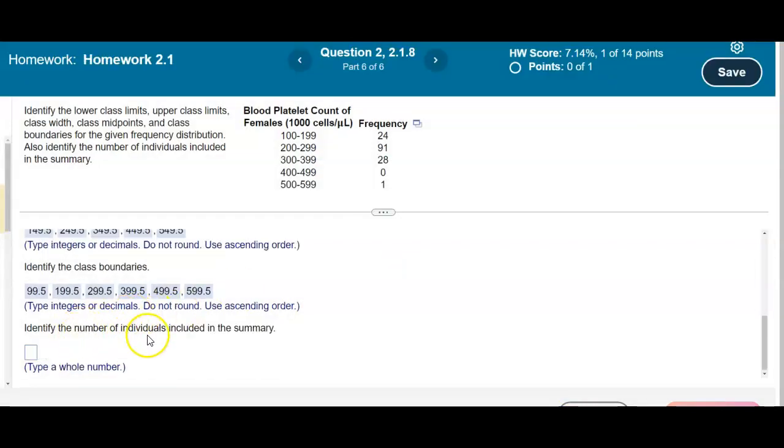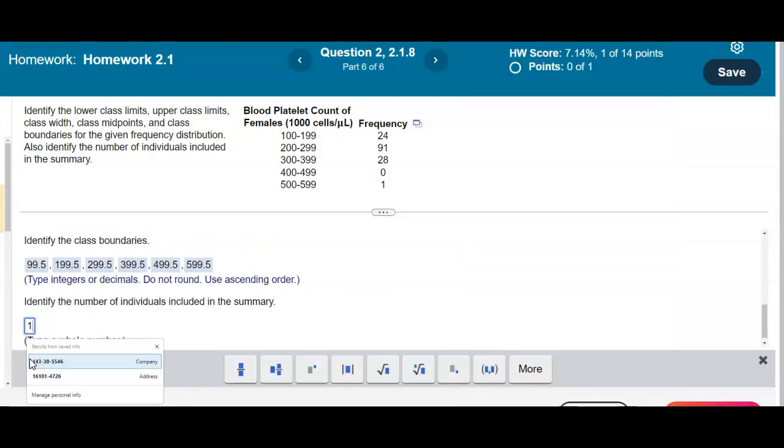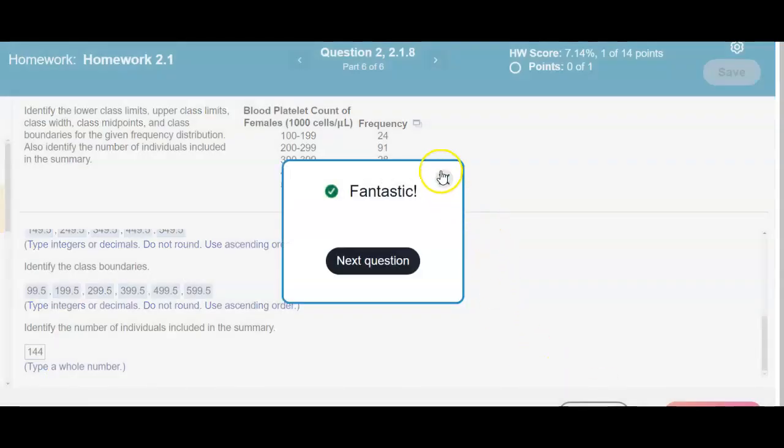Now we want to identify the total number of individuals included in the summary. Well, that's adding the total frequency. So let's go ahead and add that. We have 24 plus 91 plus 28 plus 0 plus 1, and that gives us 144. Let's put that in there, check our result, and there is our answer.